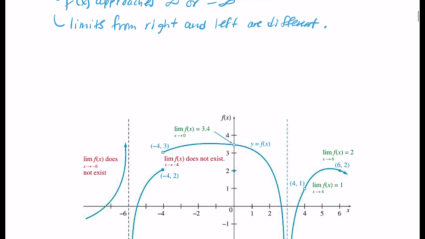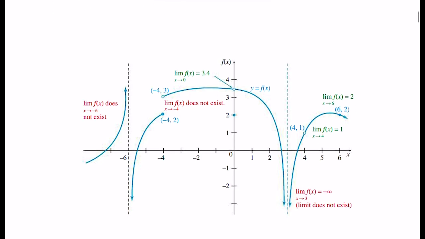So here you can see some examples of that, like in this graph here, as x approaches -6 from the left, f of x is getting increasingly large in magnitude. It's approaching positive infinity, and from the right, it's getting increasingly large in magnitude in the negative direction. So it's approaching negative infinity. Since the left and right limits are not the same, that means that the limit of that function does not exist.